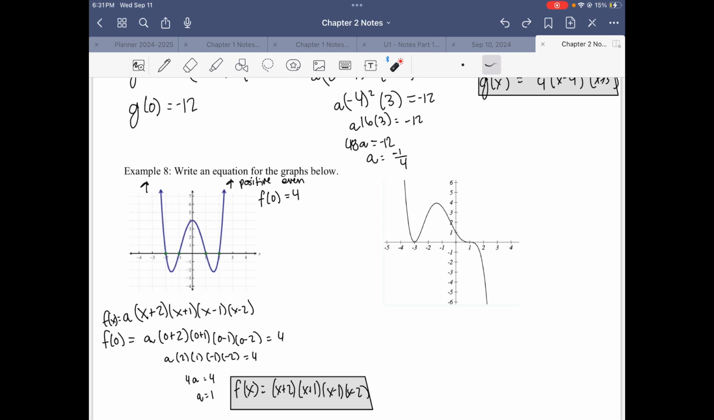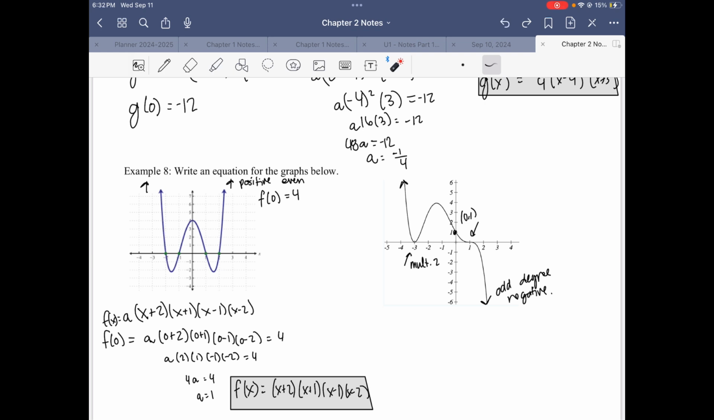First, we look at our end behavior. That one's going up. That one's going down. That tells me that this is an odd degree with a negative. Okay. That tells me that I've got a 0 at negative 3. That tells me I've got a 0 at 1. And that tells me I have a y-intercept at 1. So there's your point 0, 1.